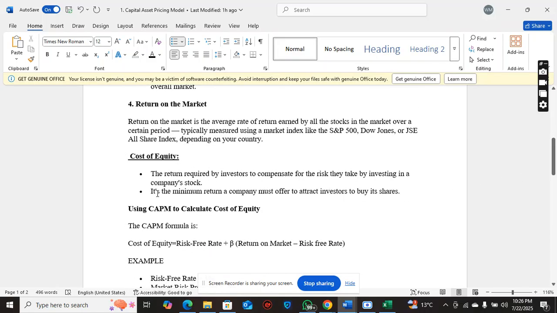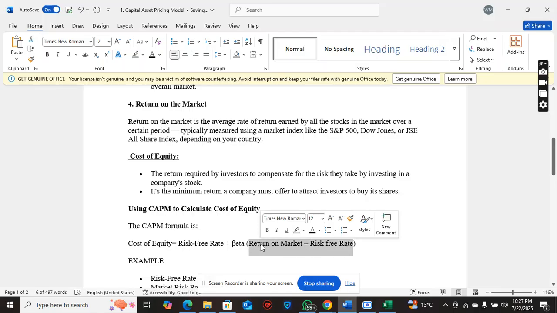Okay, and then cost of equity. Here it is the minimum return a company must offer to attract investors to buy its shares. That's on the investor side. On the business side it is the cost of equity financing, but on the investor side it is the minimum return. So here's the formula for the capital asset pricing model. It's your risk-free rate plus your equity beta, open brackets, return on market minus risk-free rate. So this return on market minus risk-free rate is the risk premium we talked about.